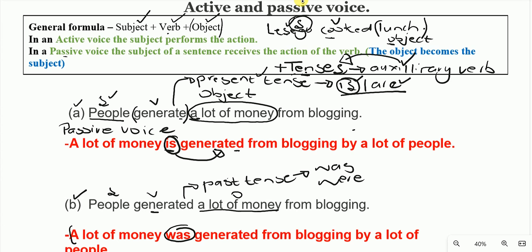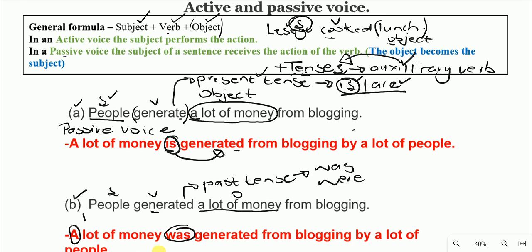So because we said the article a indicates one, it means that we are going to say, remember, in essence, the concord must be correct. The sentence must retain meaning. That is why it's always important to read it out, so that you can verify if the words agree, and that we call subject verb agreement. We call it concord in English. So here we say a lot of money was generated from blogging by a lot of people.